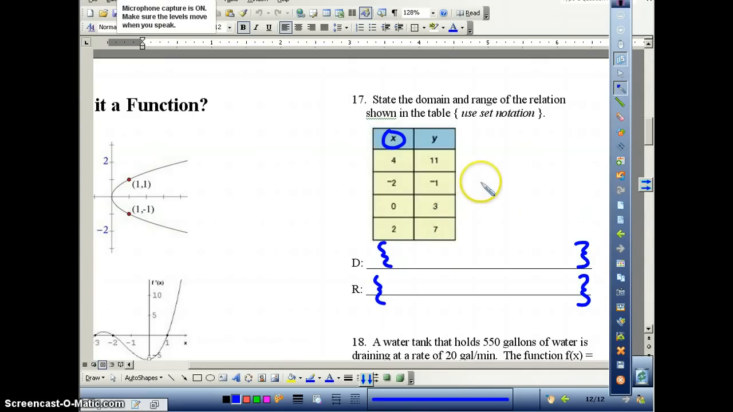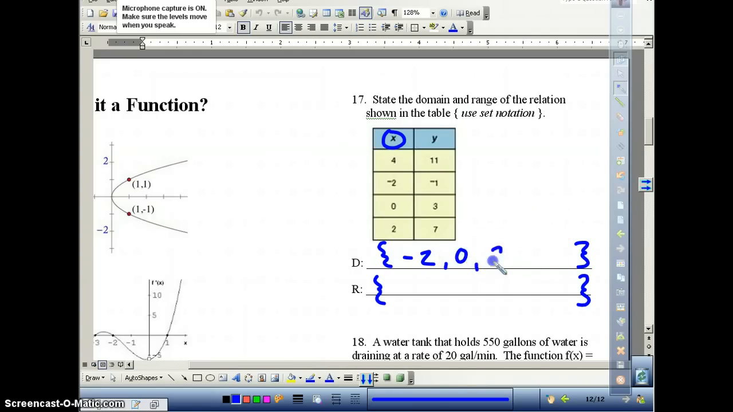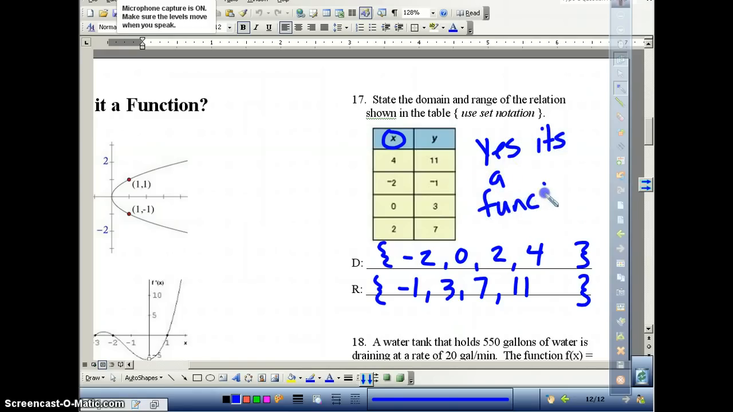We're going to list them in numerical order. Which one's our smallest number? Negative 2 is our smallest. Then what? 0, then what? 2, then? Okay. And none of those repeated, did they? On our Y, usually they list them in numerical order. Which one's our smallest? Negative 1, then? Then? 11. Okay. Is it a function? Yes. It didn't ask, but yes, it's a function.